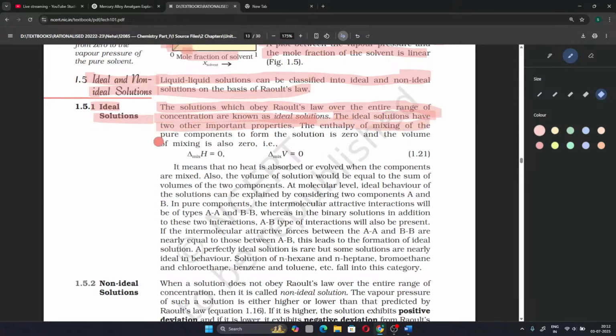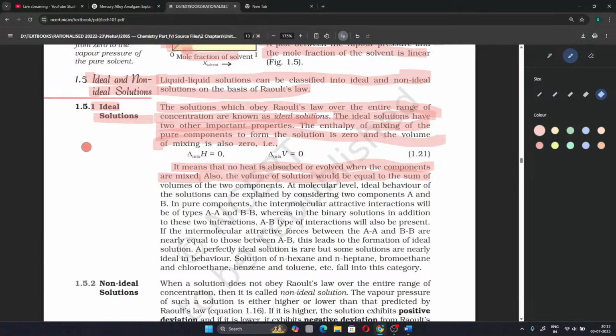The enthalpy of mixing of the pure components to form the solution is 0, and the volume of mixing is also 0. Basically, there should be no volume change and no enthalpy change. It means that no heat is absorbed or evolved when the components are mixed. If before mixing the A component was 100 ml and the B component was 100 ml, after mixing the ideal solution should have a volume of 200 ml.